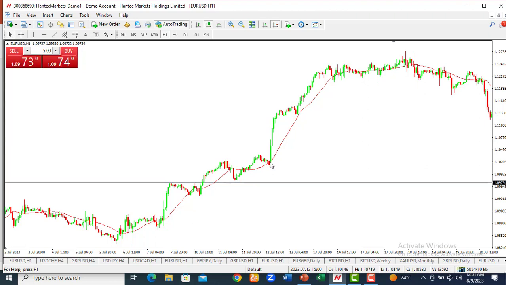Then where will you set your stop loss? Below the moving average. That is where you set your stop loss. Set your stop loss below the moving average in such a way that if the market gets there, that shows a trend reversal in the market.